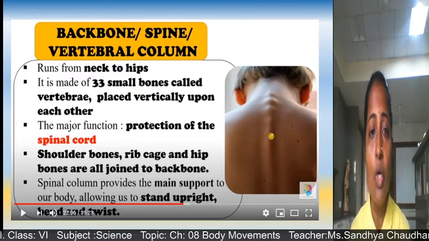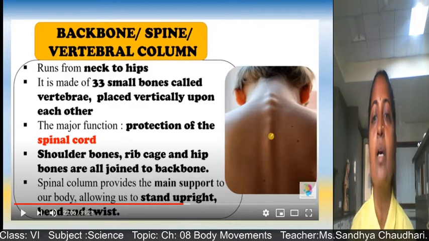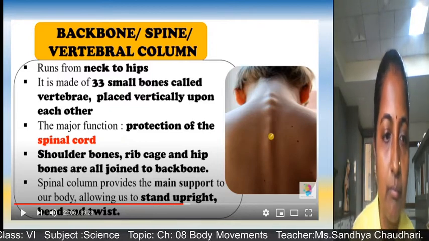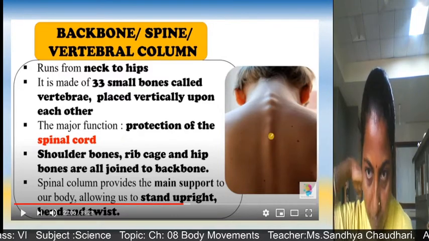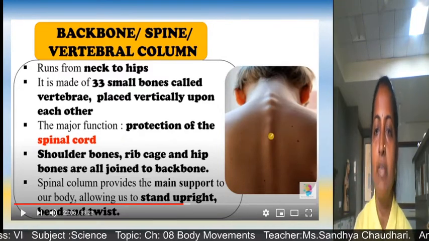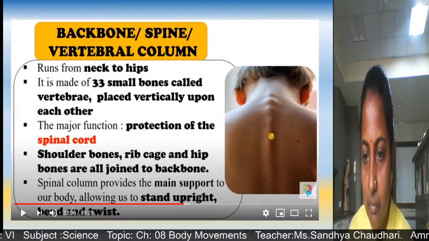And spinal column provides the main support to our body, allowing us to stand upright and bend and twist. So with the help of this backbone, we are able to stand upright, we can bend, we can twist, we can move like that.